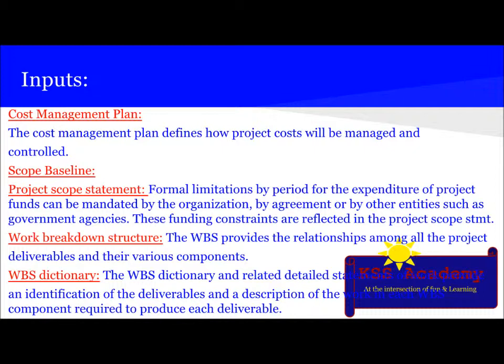Then the next thing in scope baseline is the work breakdown structure, which provides the relationship among all the project deliverables and their various components. Then there is the WBS dictionary and other related statements of work, which provide an identification of the deliverables and a description of the work in each work breakdown structure component required to produce each deliverable.